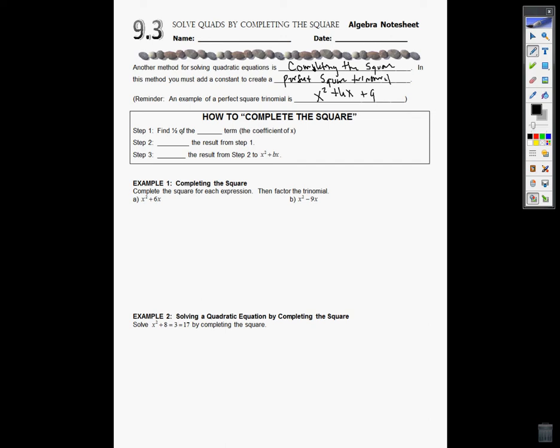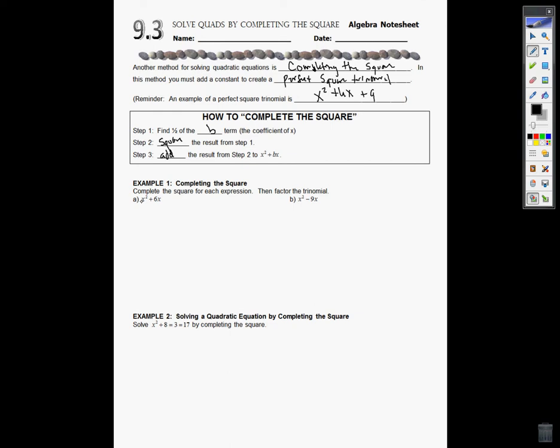Okay? So how do we complete the square, and how do we make these perfect square trinomials? Well, what we do is we take the b term and take half of it. Then step 2 is we square the result. After we've taken b, cut it in half, and squared it, we add the result to the entire polynomial. Okay? So let's see what that looks like in context: taking the b term, cutting it in half, squaring it, and then adding it.